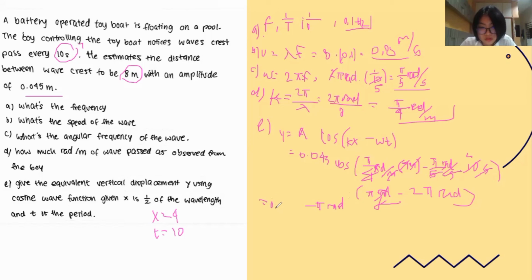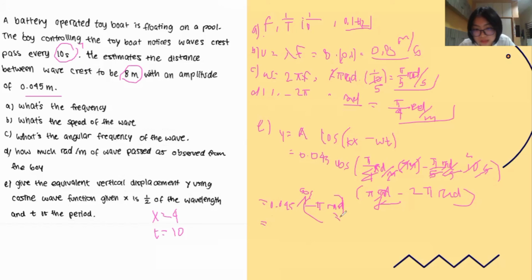And 0.045 cos negative pi rad. Let me just move this part first. Okay, let's do it. Just going to erase. It's okay if I'm going to put this a bit lower, yeah. Sorry guys. There's not enough space.